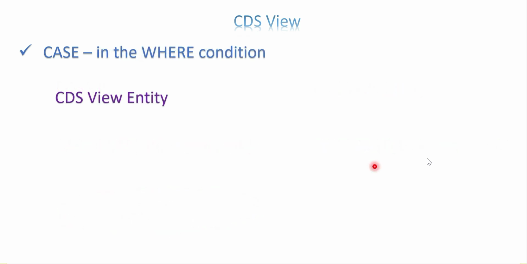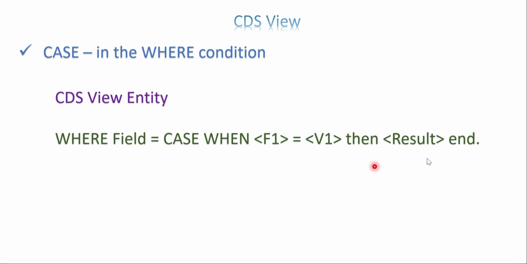And in a where condition, if I want to use a case statement, yes, that is possible in CDS view entity, but not possible at CDS view level. So here you can have where a field name equal to, based on the conditions, where you want to make a decision based on the business scenario. Yes, you are able to do it.